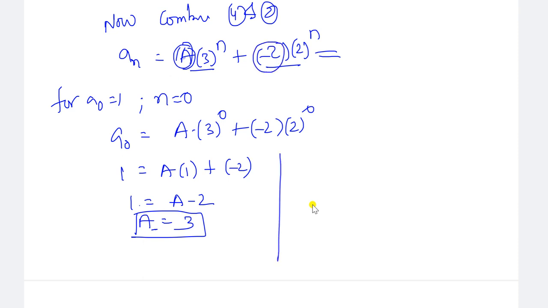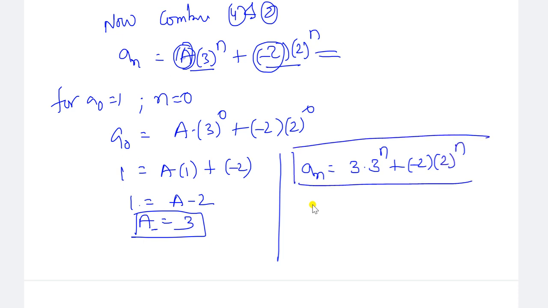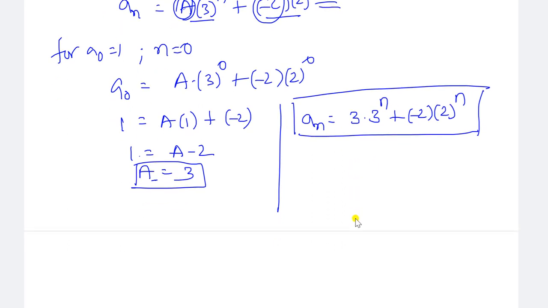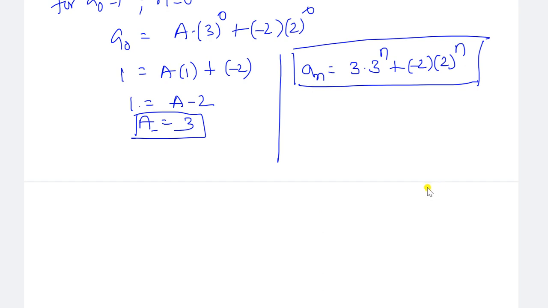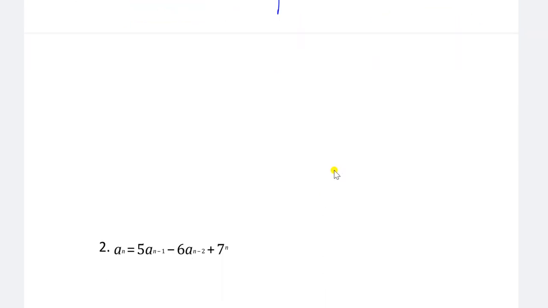So finally what did we get? a_n equal to 3 into 3 to the power of n plus minus 2 into 2 to the power of n, right? This is our required solution for that particular non-homogeneous recurrence relation. So like this we have to do. Clear? So hope you understand. This is for first order. What about second order? Like this you will get for second order, third order. See this example, second order.